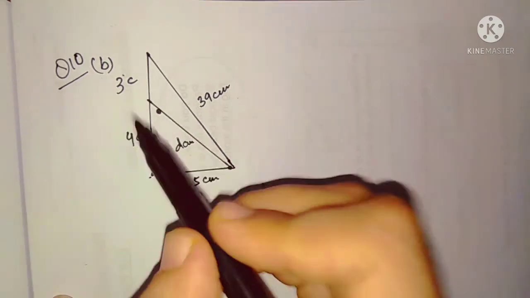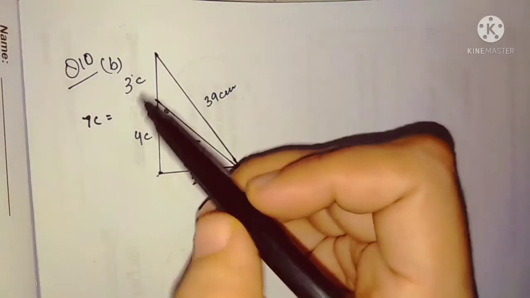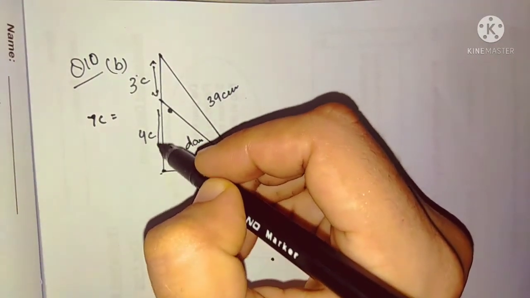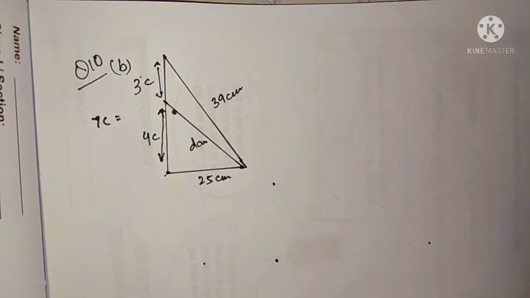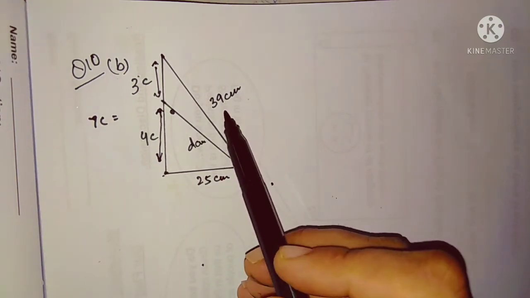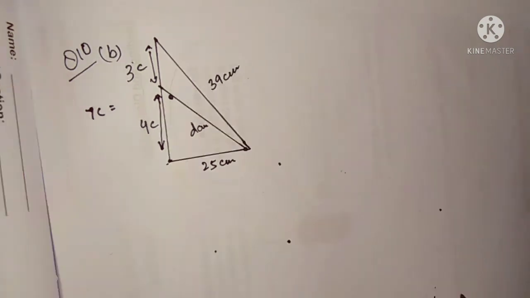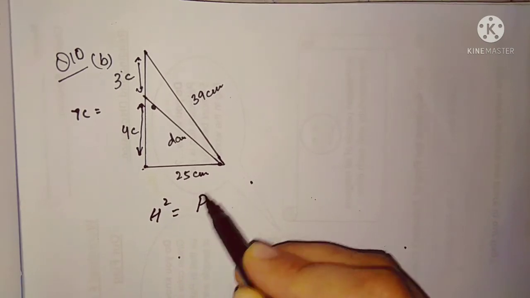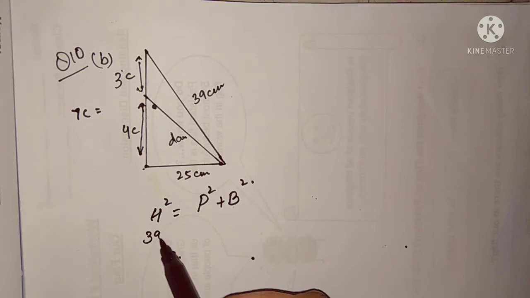Okay, so this is the figure of part B of question number 10, and here you can see that this whole complete figure is a right angle triangle. The base from here till here is 25, and from here till here the length is 7c. 4c plus 3c will be equal to 7c. Basically the length from here till here is 3c, and from here till here is 4c. So this whole length is equal to 7c. So let's take the whole right angle triangle, and this is your hypotenuse, which is 39.